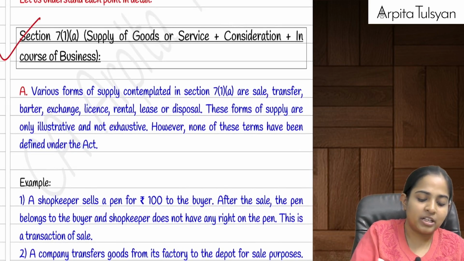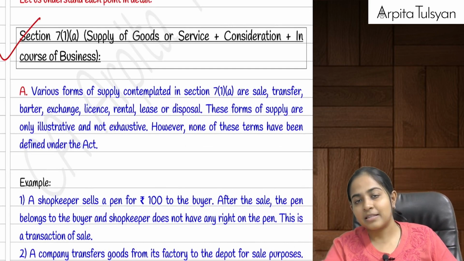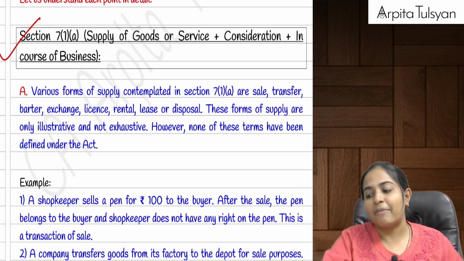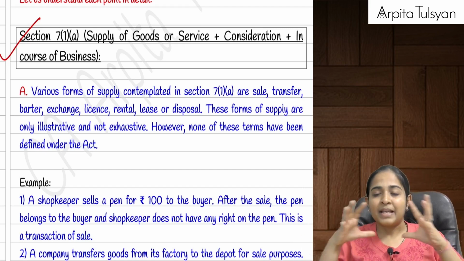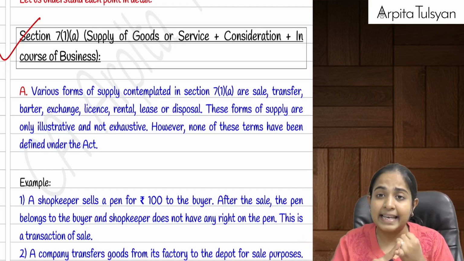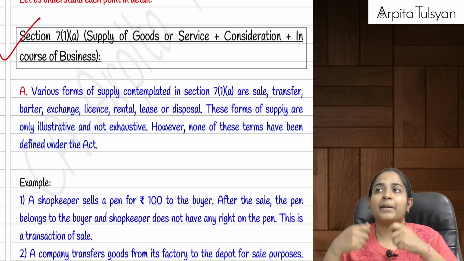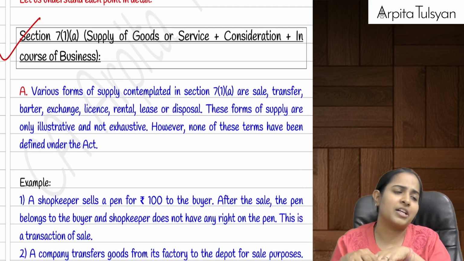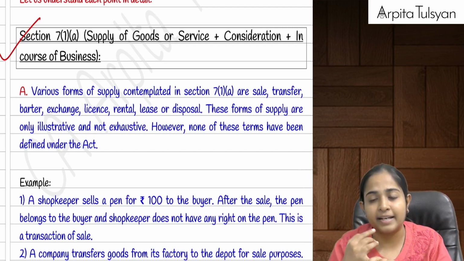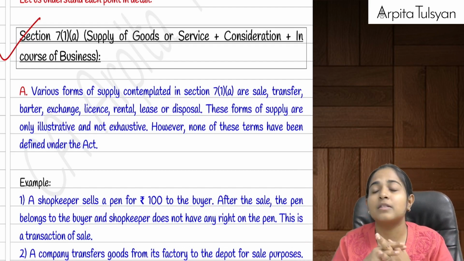First of all, section 7.1a normally talks about supply, meaning which transactions will be considered as a supply. Ma'am, what will be considered as a supply? That is a very broad thing. Different types of supply can be sale, transfer, barter, exchange, license, rental, lease, disposal, etc. Whatever terms I have told you are purely illustrative, not exhaustive.